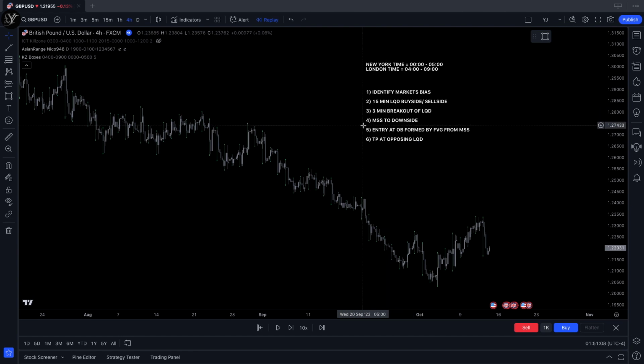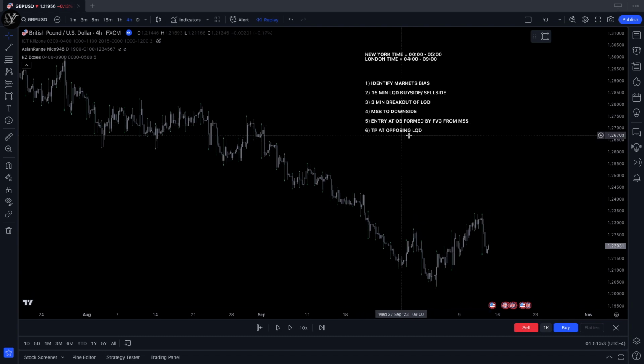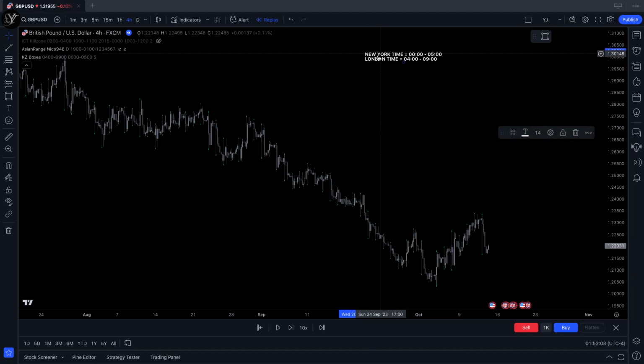Step number 4, we're going to wait for a market structure shift to the downside in this specific example. So after we've had a breakout of our Asian highs, we're going to want a market structure shift to the downside. After we've had our market structure shift to the downside, we're going to want to place our order block at the fair value gap that was formed from our market structure shift. And for the 6th and final step, we're going to want to place our take profit at the opposing liquidity. So without further ado, let me show you guys how I would break down this trade.